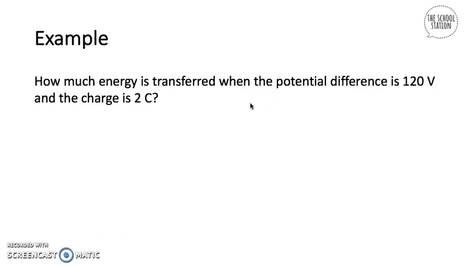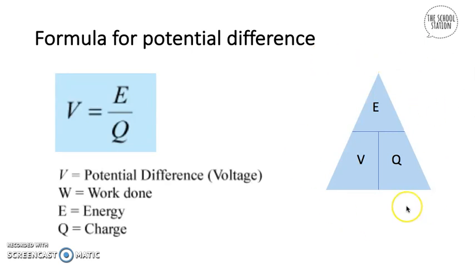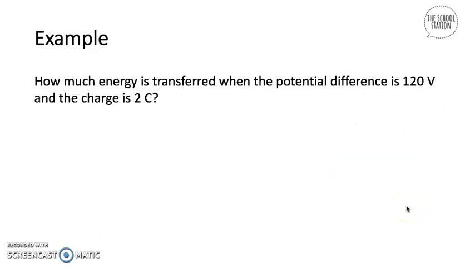But now we're going to go through an example. Again, I really want you to try this before continuing with the rest of the video, because it really helps to actually try to solve it by yourself. This is asking us how much energy is transferred when the potential difference is 120 volts and the charge is 2 coulombs. This is a bit different, but if you use the triangle, you will be able to find the answer. So pause this video and try to do this question.